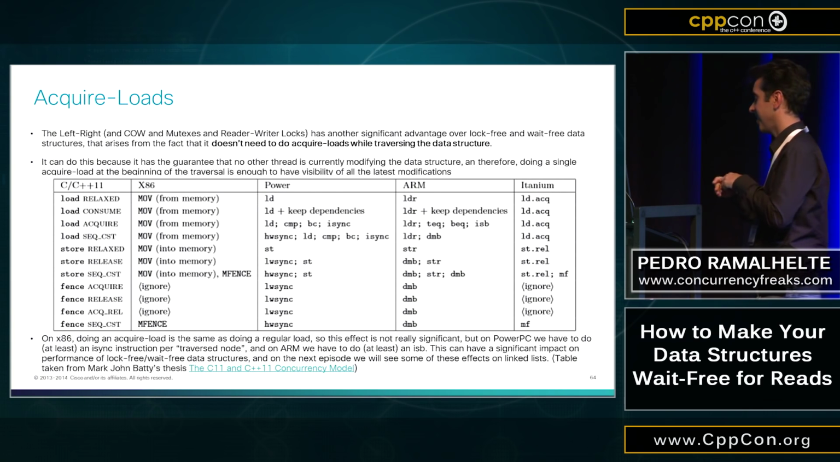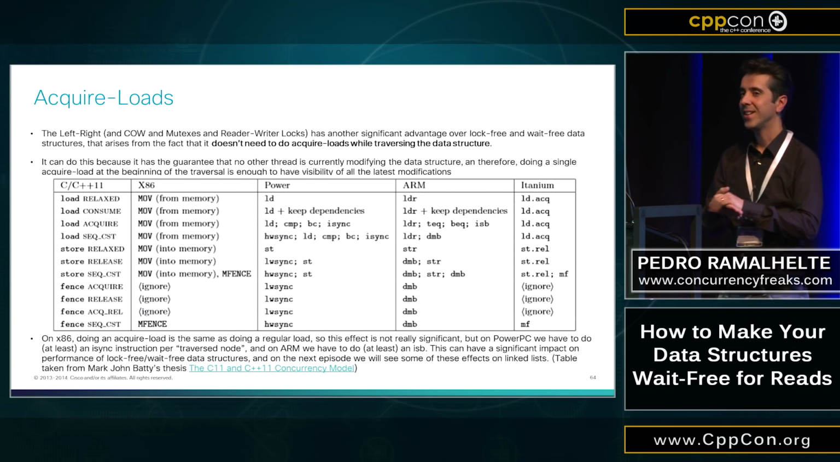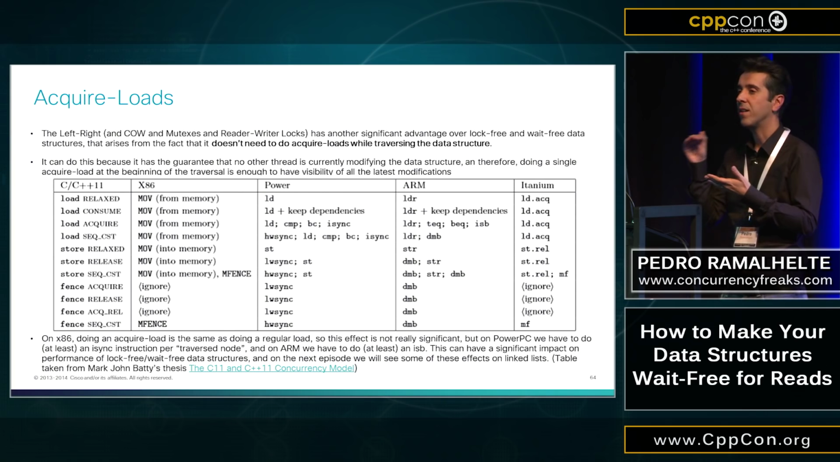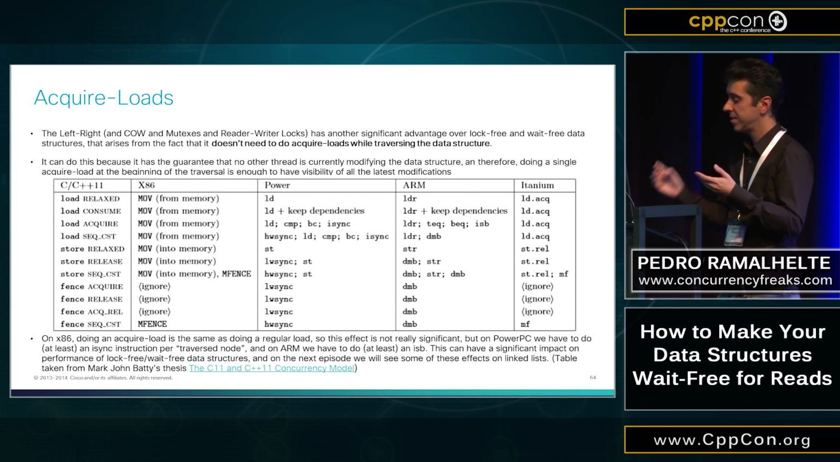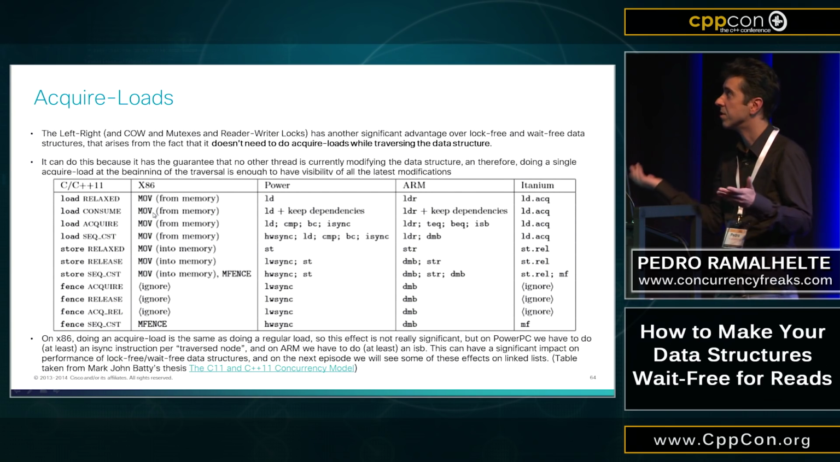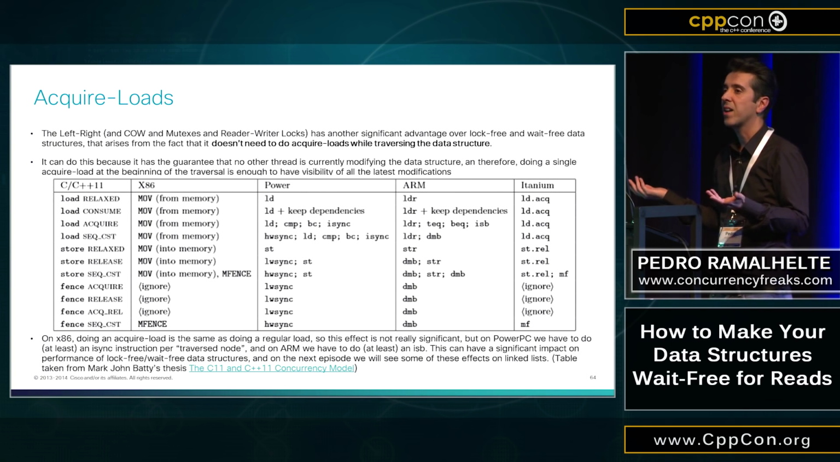Now, another thing that is non-obvious is that when you have a lock-free data structure, doing any kind of operation requires traversing some kind of node or traversing the data structure somehow. And usually to do that, you have to do, at the very least, acquire loads whenever you go through another node. Now, on x86, you can see here that doing an acquire load or doing a relaxed load, it's the same thing. It's just a move from memory. There's really no difference, so there's no impact on performance.